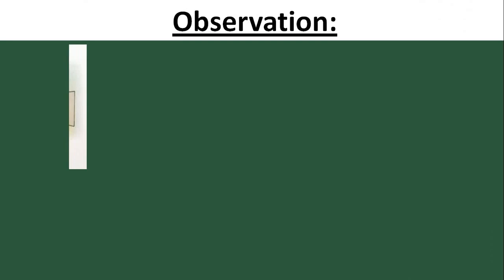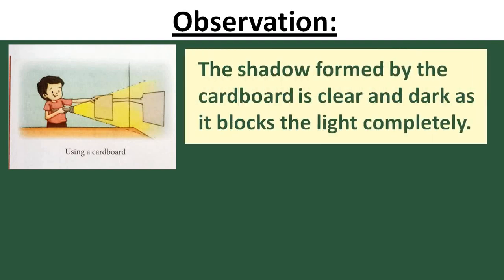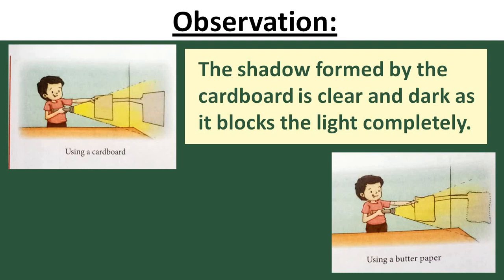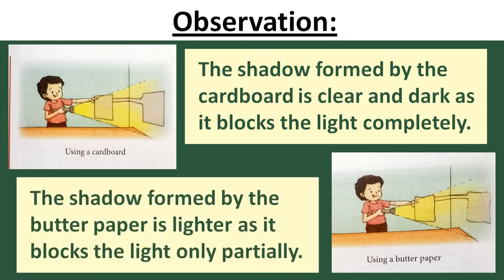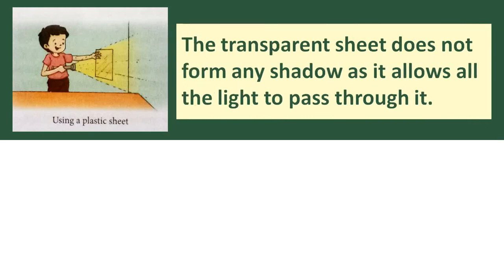Children, you'll find that the shadow formed by these three objects is different. You will see that the shadow formed by an opaque object, meaning cardboard, is dark and clear as it blocks the light completely. Okay, and you will see that the shadow formed by a butter paper or a translucent object is lighter as it blocks the light only partially. But you will find that no shadow will form from the transparent sheet. Reason? Because it allows all the light to pass through it.